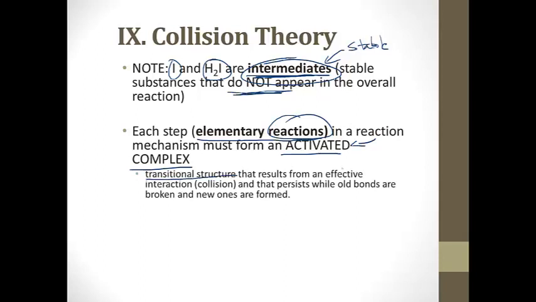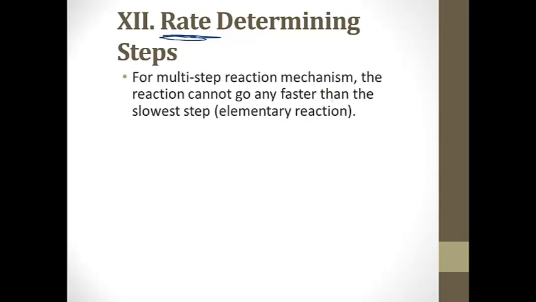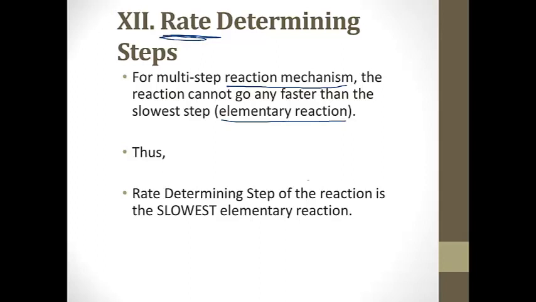These are transitional structures. Okay, so rate determining step. We're looking at how fast the reaction goes. If you have a multi-step reaction mechanism, meaning the reaction takes place in more than one reaction, the reaction can't go any faster than the slowest step or the slowest elementary reaction. So that will be the rate determining step. The slowest one is the rate determining step.